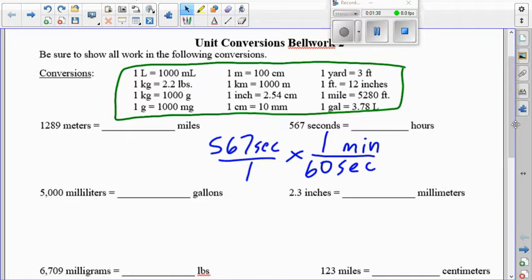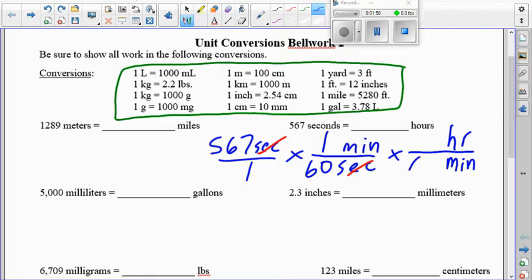Yep. Do I want minutes in my final answer? Nope, so those got to go too. How do I get rid of minutes? On the bottom of the next fraction, yep. So I got minutes down here. What should I convert those to? Hours. Hours, you got it. And we notice, okay, 60 minutes in 1 hour. So the 60 goes on bottom again. Just happens to be the case.